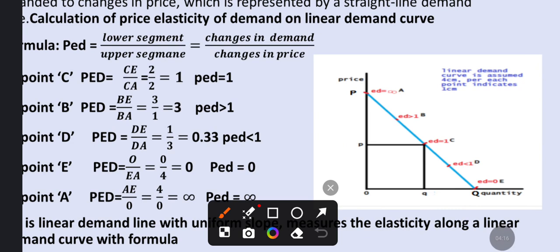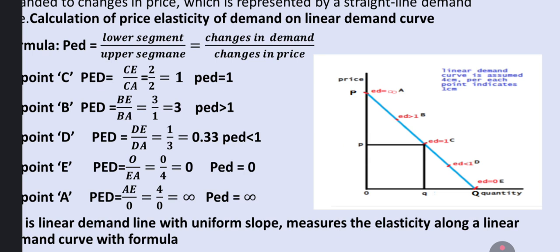Then point D. Observe D: lower segment 1, upper segment 3. In our example, the total positive negative slope is 4 centimeters.